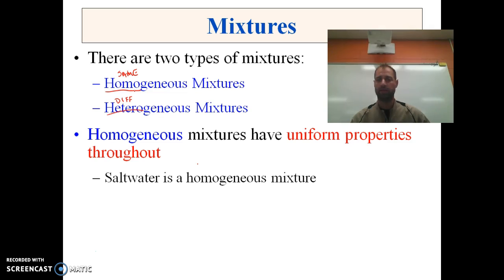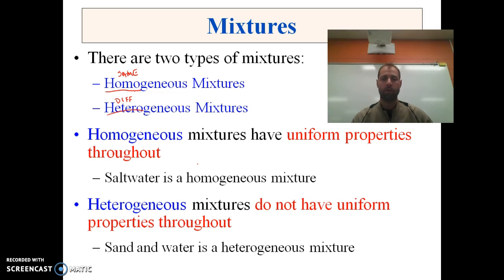Homogeneous mixtures are going to be uniform, have uniform properties throughout. If we have salt water, that salt dissolves in the water, and no matter where we go in that container, the concentration of salt to water is going to be the same. Heterogeneous mixtures do not have uniform properties. So if we were to mix sand and water together, if we let it sit, eventually that sand would settle at the bottom. Our salt would never settle at the bottom.